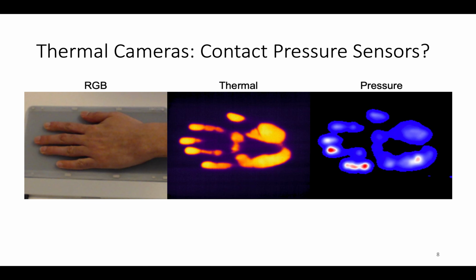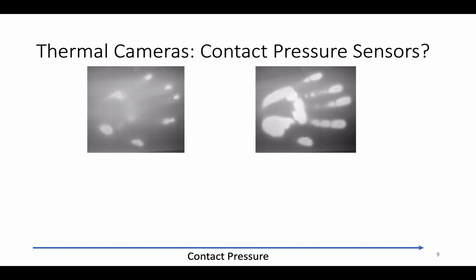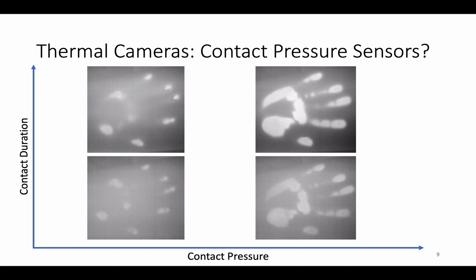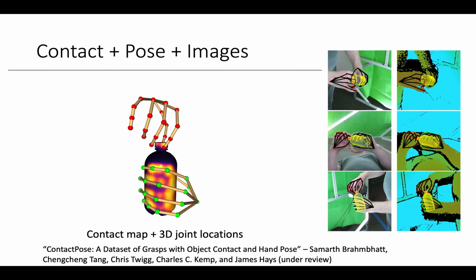In another project, we simultaneously captured RGB, thermal and pressure images. Our initial experiments indicate that the thermal contact maps also include some pressure information. Increasing contact pressure can cause a significant change in the thermal image by bringing new hand areas under contact, while increase in duration only changes the intensity. This is the effect used to predict pressure from thermal contact maps.